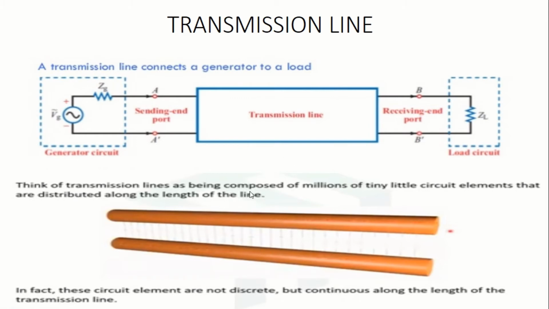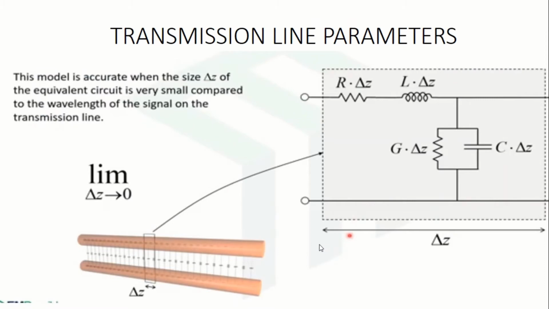So you can imagine yourself that the transmission lines consist of millions of little circuit elements and they are distributed along the overall length of the line. This is the overall length of the line. So these are not discrete, but they are continuous along the length of the transmission line. So when do we say that it is along the length of the line?